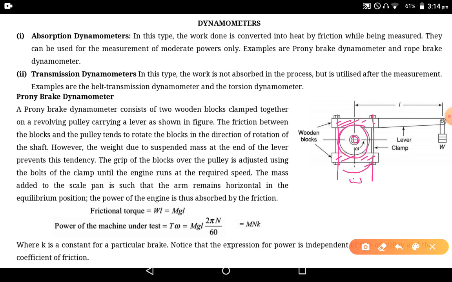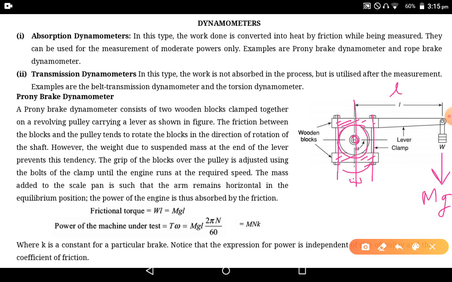So we can write that frictional torque that is applied to the shaft is W times L, right? So W is the force which you have applied, or mg is the force which you have applied, right? So if you have put m amount of mass and the gravity is g, then mg will be the force which you have applied, right? So mg is applied at a distance L from the center of rotation, right?